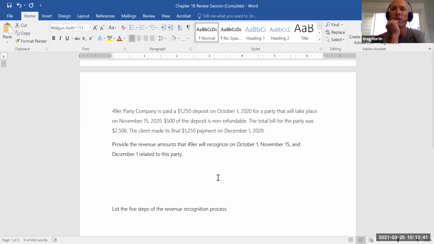So how much is the performance obligation worth? So we have 3 different numbers. There's momentum kind of building for one number. Anybody want to change their answer? All right, it's 2,500. The value of the performance is 2,500.